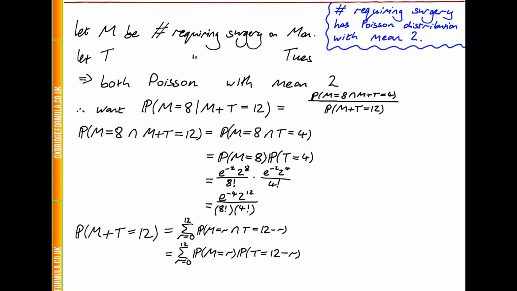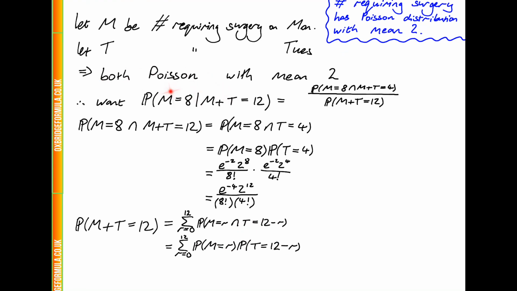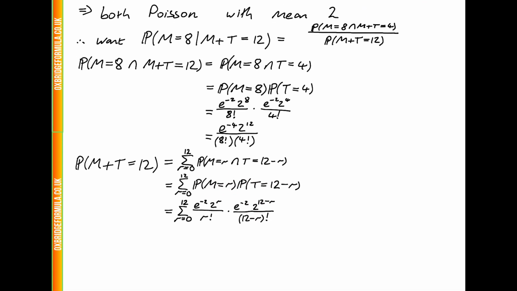And now we can find these explicitly, because we know they're Poisson distributed with mean 2. So let's write out these respective probabilities explicitly. So what we have is the sum from r equals 0 to 12 of e to the minus 2 times 2 to the r divided by r factorial, times e to the minus 2 times 2 to the 12 minus r divided by 12 minus r factorial.